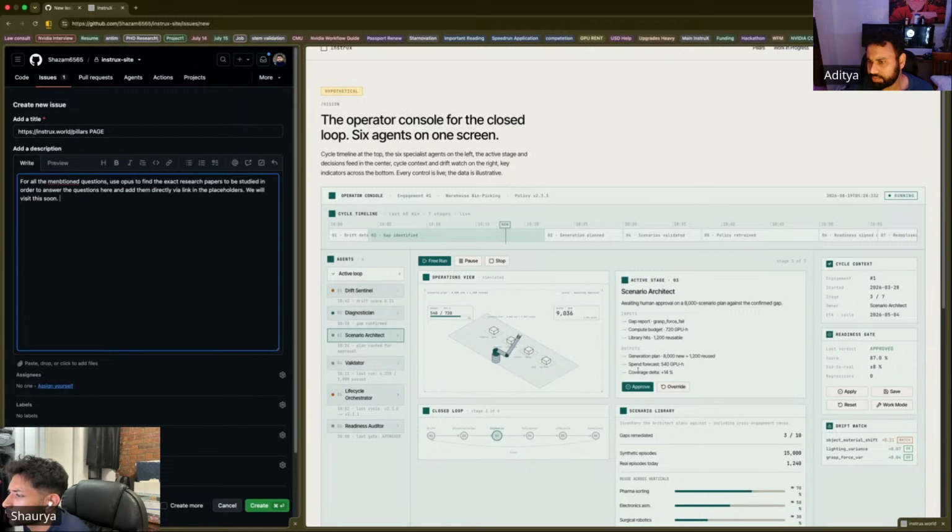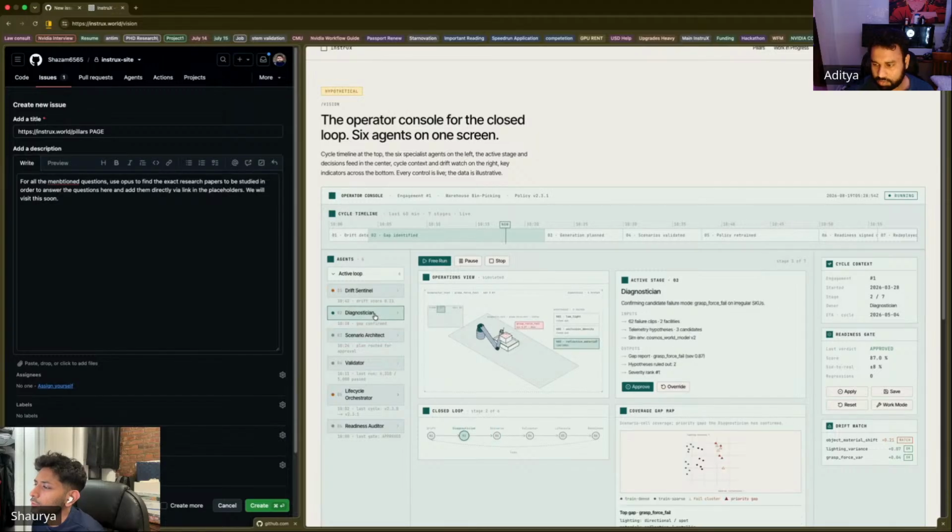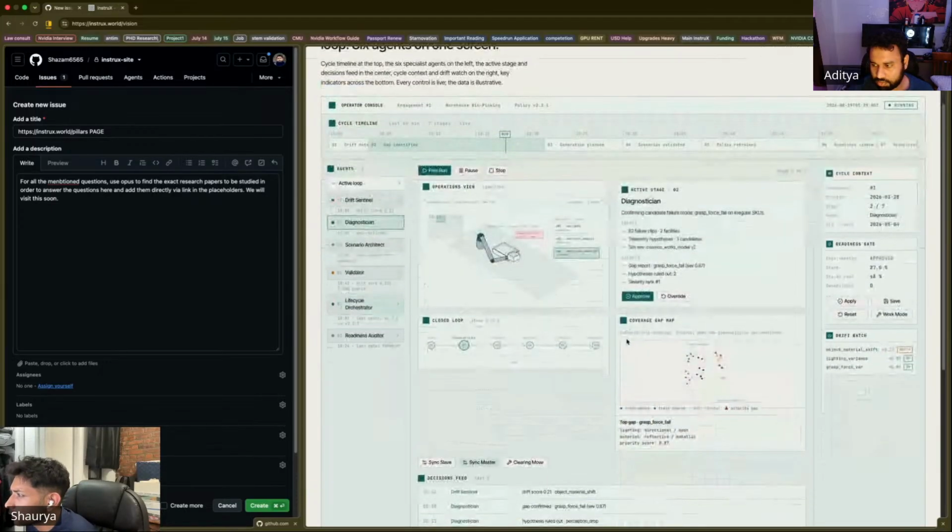Generation plan: 8000 new, 1200 reuse, spend forecast 540 GPU edge, coverage delta plus 14%. Approve gap report. Scenario architect diagnostics confirming failure mode on irregular SKUs.